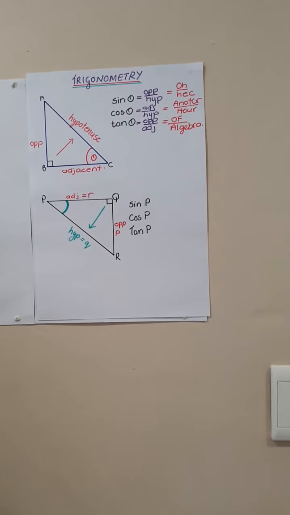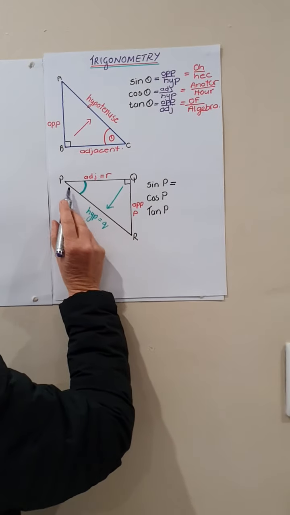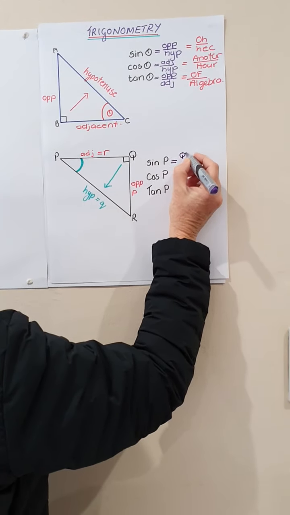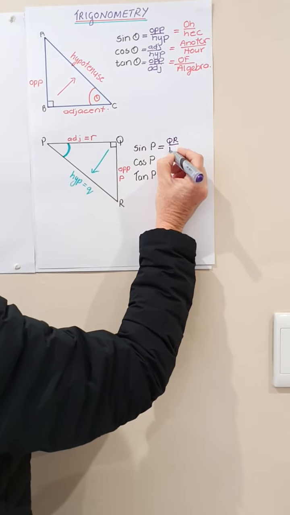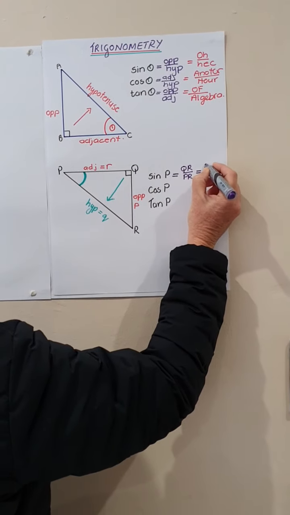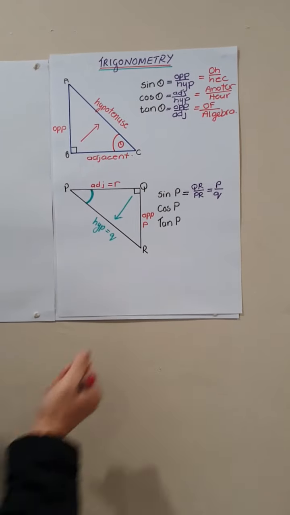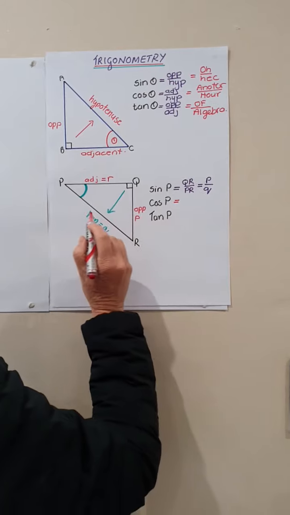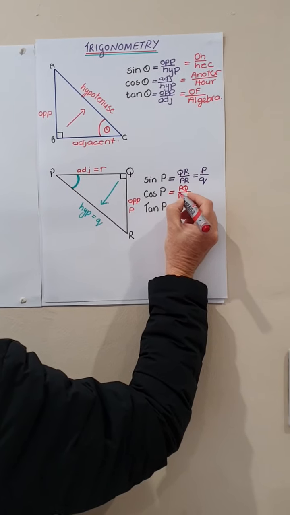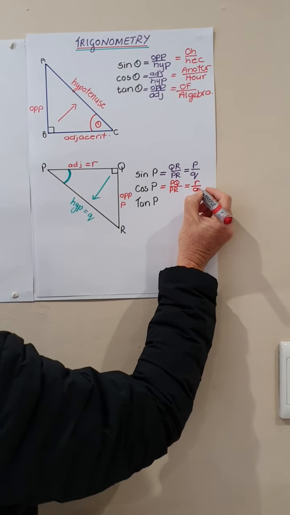So let's have a look at what sine P would be. Remember, sine is opposite over hypotenuse. So that is going to be QR over PR, which I can also write as p over q. Then I'm going to look at the cos of P. Cos is adjacent over hypotenuse, so adjacent is PQ over hypotenuse PR, and that is then going to be r over q.